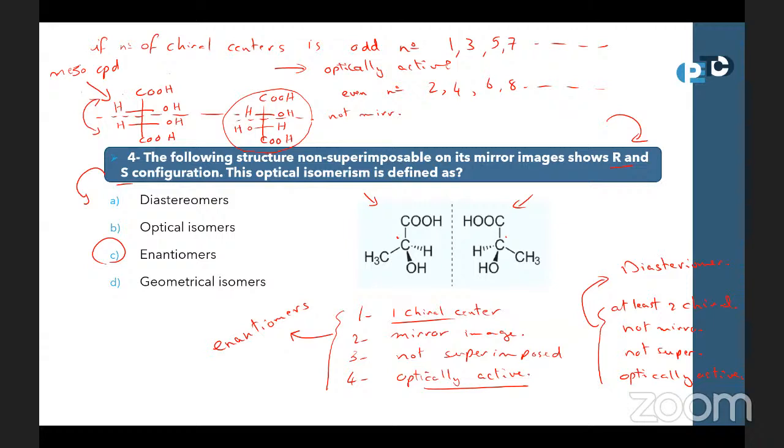Is this arrangement clockwise or anti-clockwise? If the arrangement is clockwise, it is R, we take the R configuration. While if it is anti-clockwise, it is the S configuration. This is the meaning of R and S. Maybe enantiomers, maybe diastereomers.